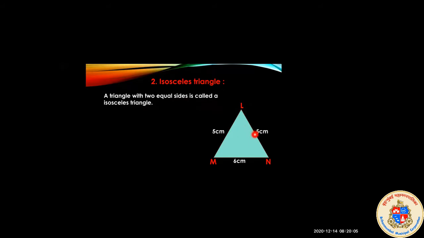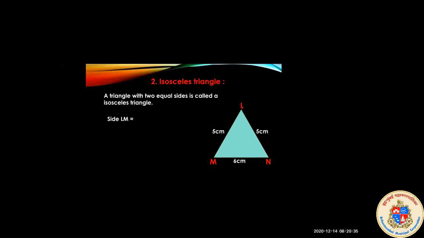Now see here, you can see the measurement of this triangle. The two sides of the triangle are equal. Side LM and side LN both have 5 centimeter. But on the third side, side MN, there is 6 centimeter. So that is different. So only two sides are similar. When two sides are similar, that triangle is called an isosceles triangle.